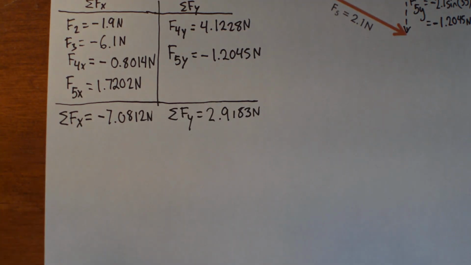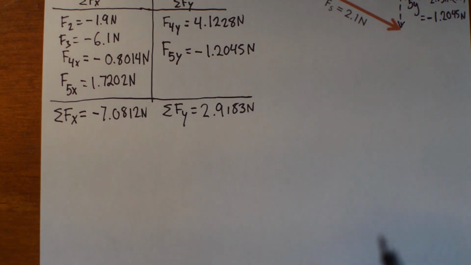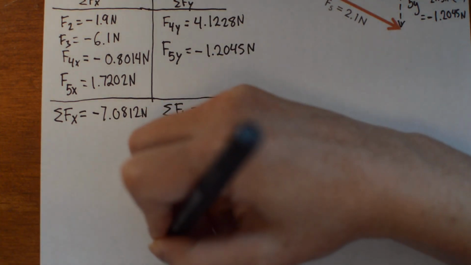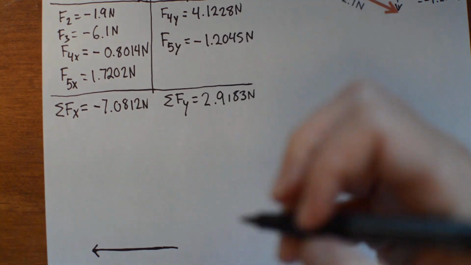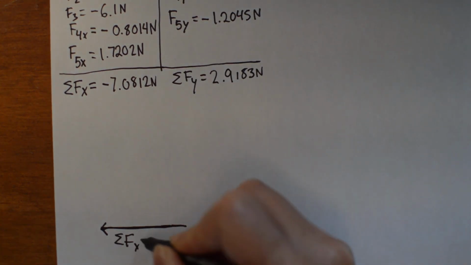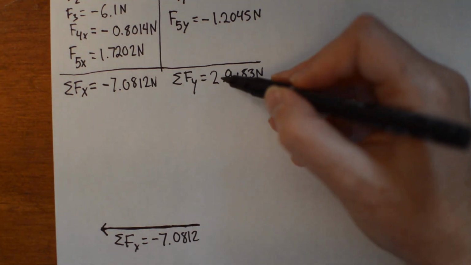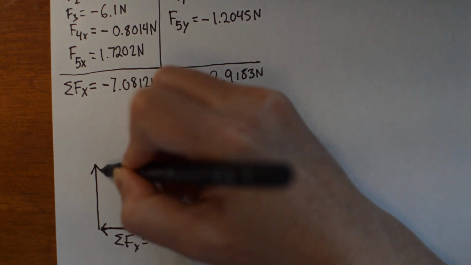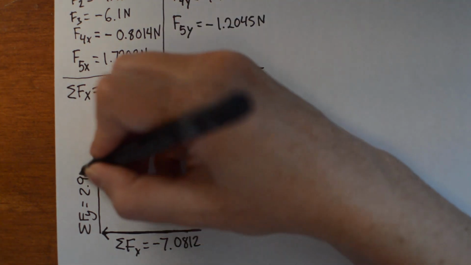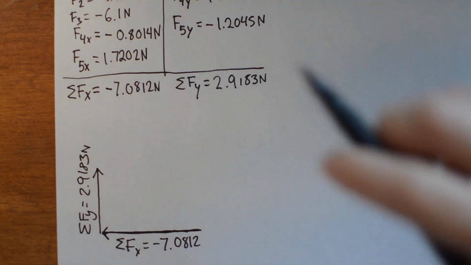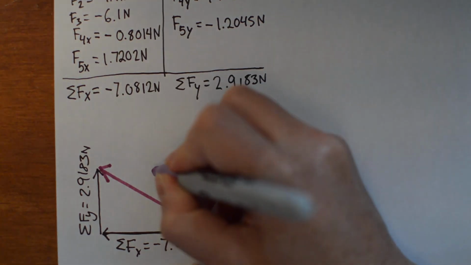Great, so I've added up everything in x, added up everything in y. My next step is to combine the net force in x with my net force in y. So I draw a little picture. Net force in x is a backwards negative 7, so that means I need to draw a backwards arrow here for that. It's a backwards force. So that's my net force in x of negative 7.0812. And my net force in y is up, it's positive. And that Fy is 2.9183.